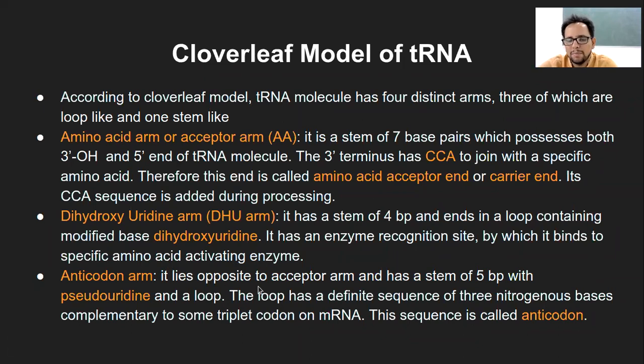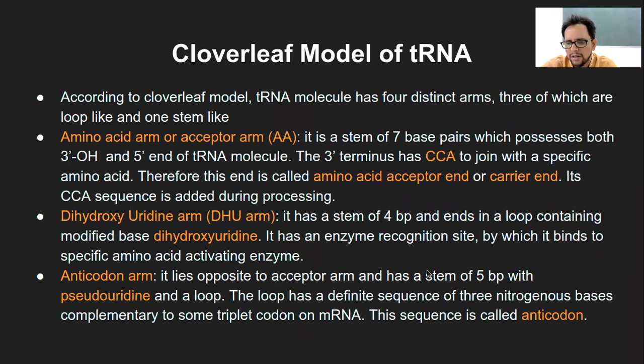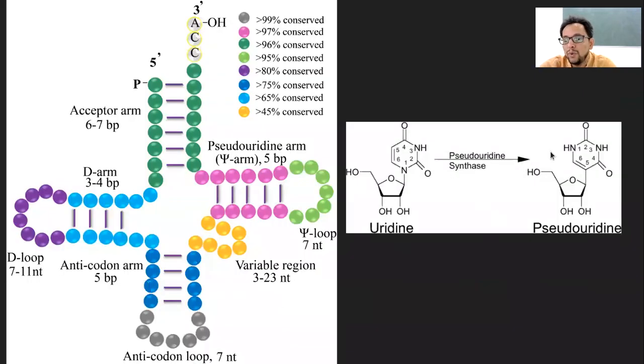Then the third one we had just looked at in brief, that was the anticodon arm. So it lies opposite to the acceptor arm, and it has a particular anticodon, right? It has a stem of 5 base pairs with pseudouridine. Pseudouridine, I have a picture somewhere. Yeah, this is the pseudouridine.